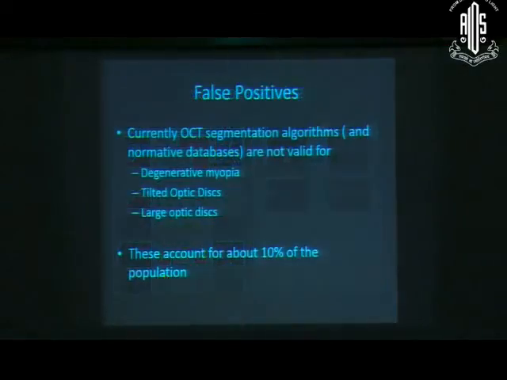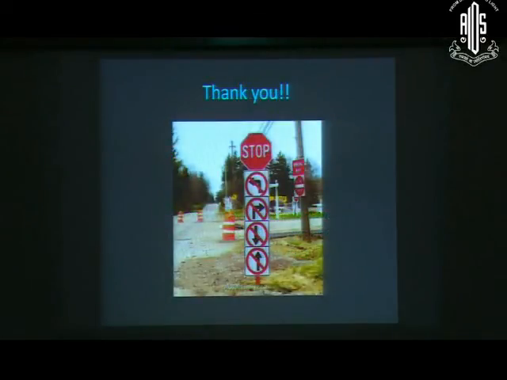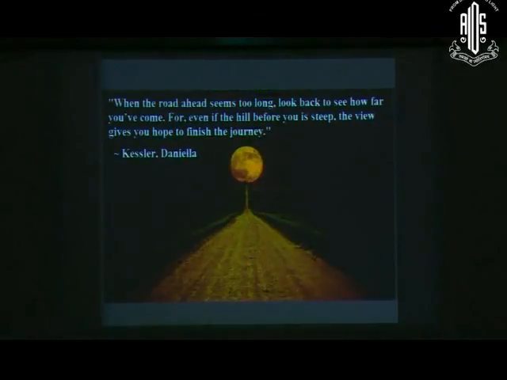and I think Dr. George has very nicely covered the false positive bit. So as such, attempts to correlate OCT-based structural and visual field parameters is limited by significant variability in both the tests. Estimated combined retinal ganglion cells is probably a way ahead. It has given us a better understanding, but remember it's in cohorts of patients, not in population studies as such. So we're not at a blind end, we are moving ahead, but when you look back and think how we were 15 years ago, I think we've made tremendous progress. Thank you very much.